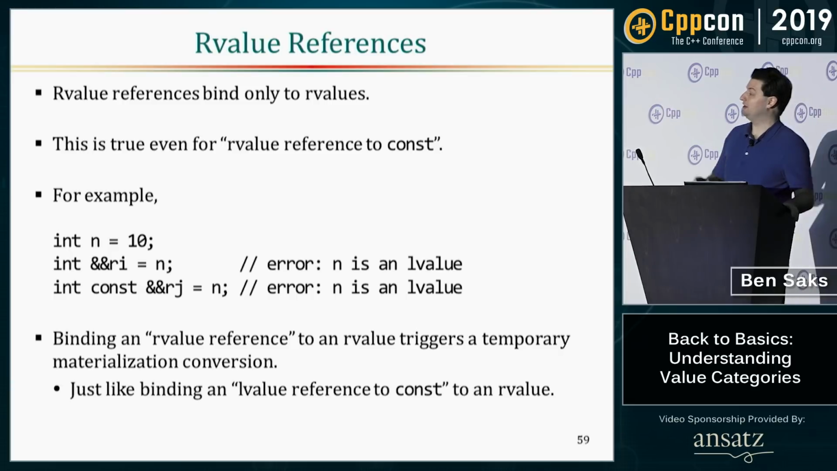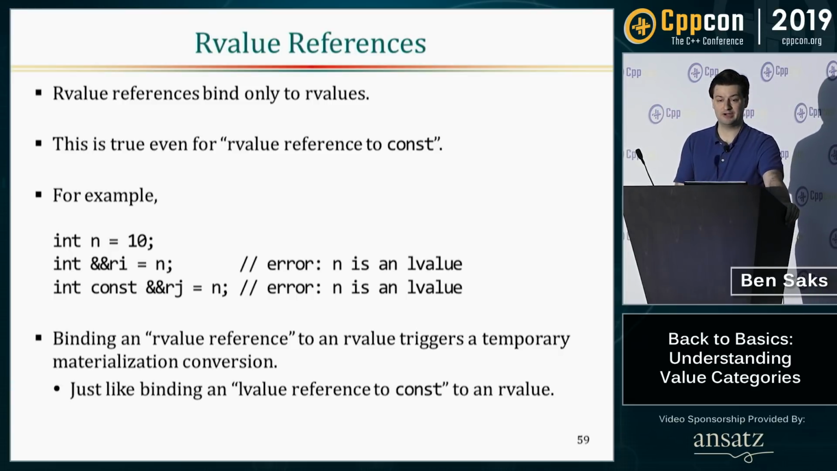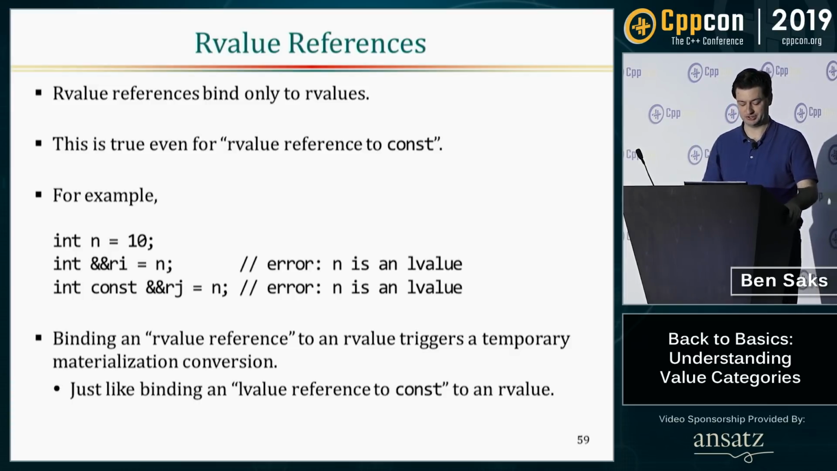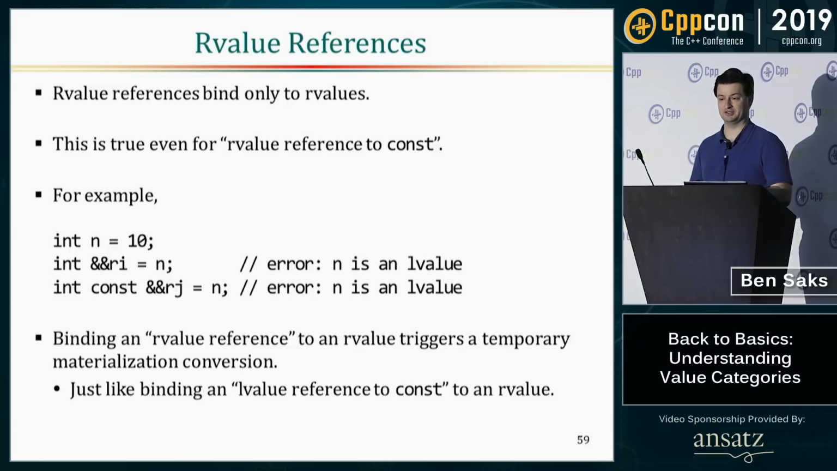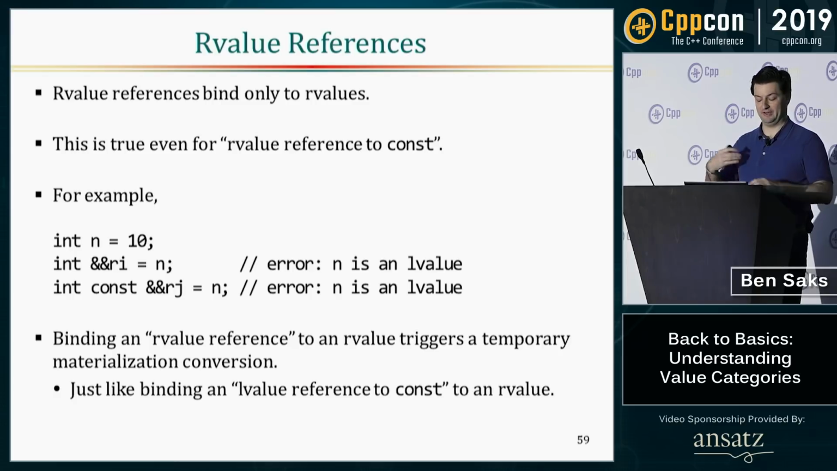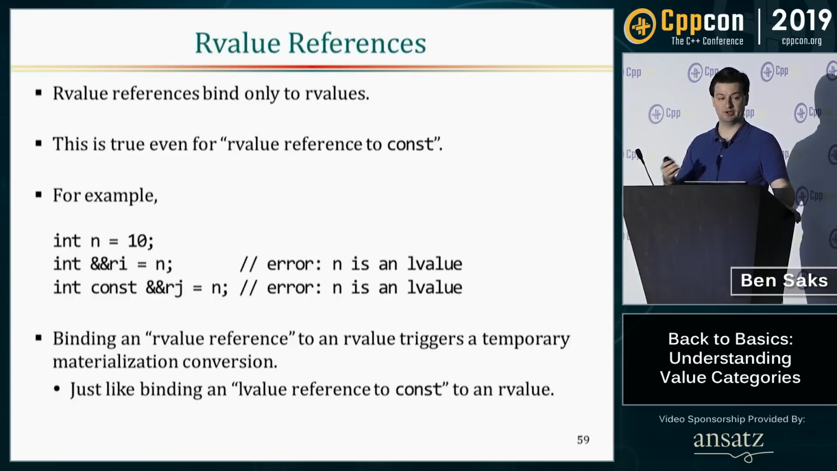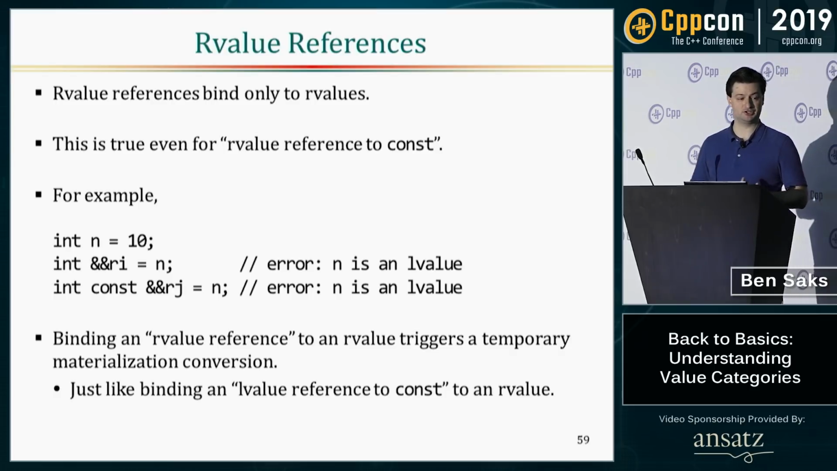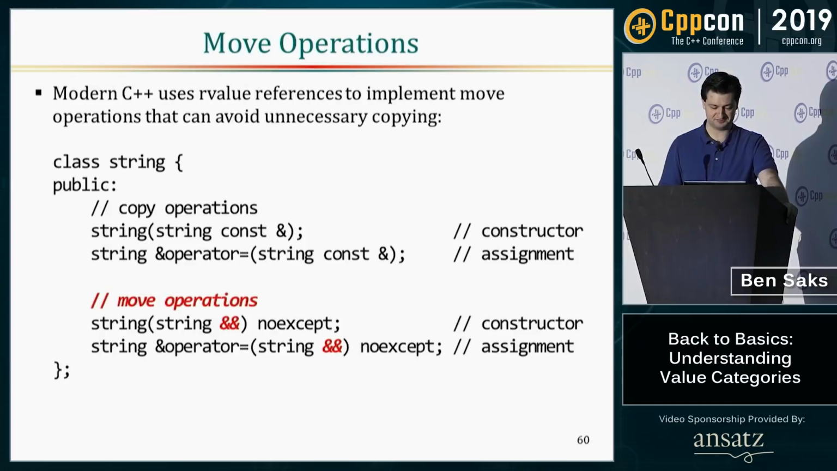When I bind the R value reference to an R value, that triggers a temporary materialization conversion, that thing that turns a PR value into an X value. The same way that binding an L value reference to const to an R value triggered a temporary materialization conversion. Similar behavior in both cases.